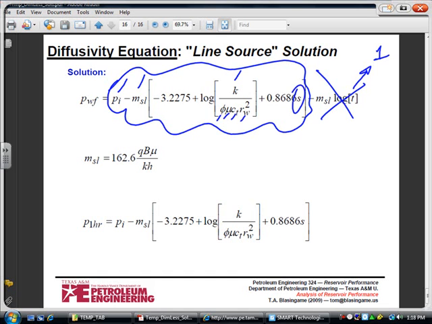Okay, so two important conclusions. From the slope we find permeability. From the intercept we find the skin factor.